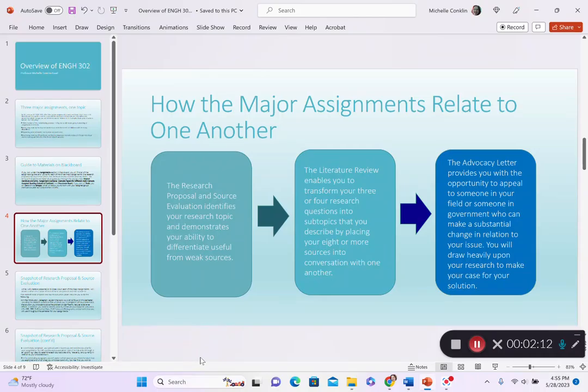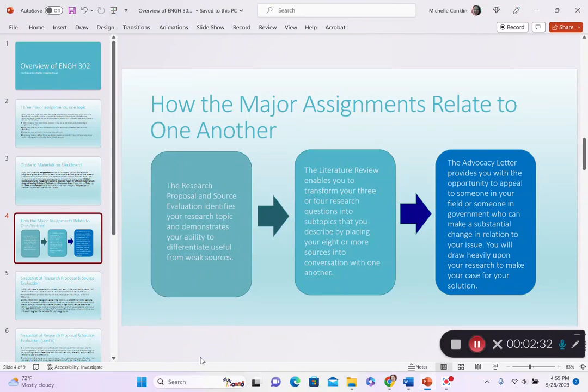How the major assignments relate to one another. The research proposal and source evaluation identifies your research topic and demonstrates your ability to differentiate useful from weak sources. So, research proposal and source evaluation, one paper. It's all one paper. And we'll get into the components of that in a couple moments.